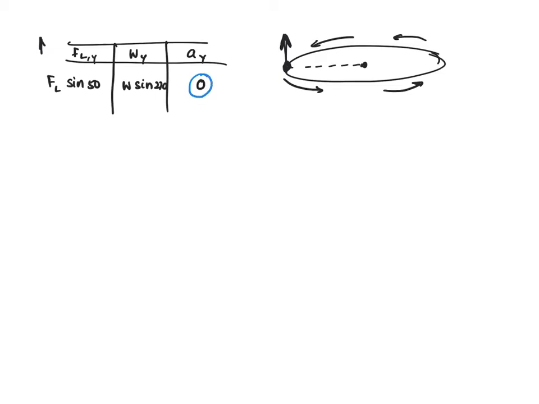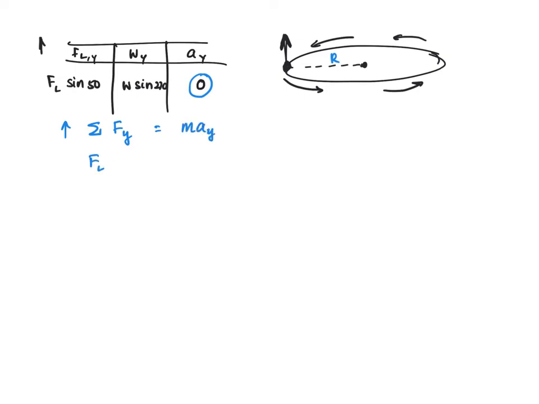Now we have two unknowns. One is FL, we don't know that, and the other one is the radius of the circle. So when you have two unknowns, we have to create two equations. That's not going to be a problem, because we can use Newton's second law along two different directions. So let's start with Y, because we have the Y table right next to us. And let's fill this out.